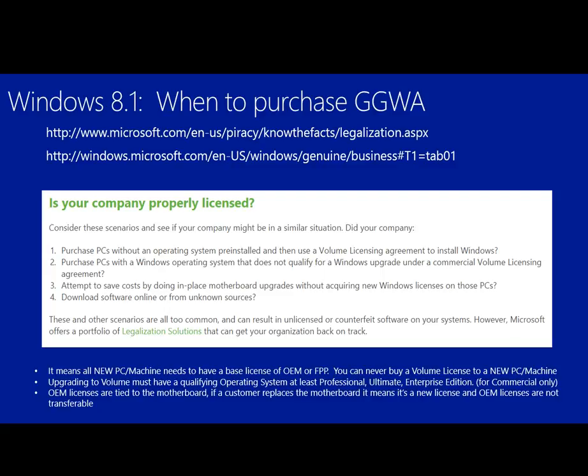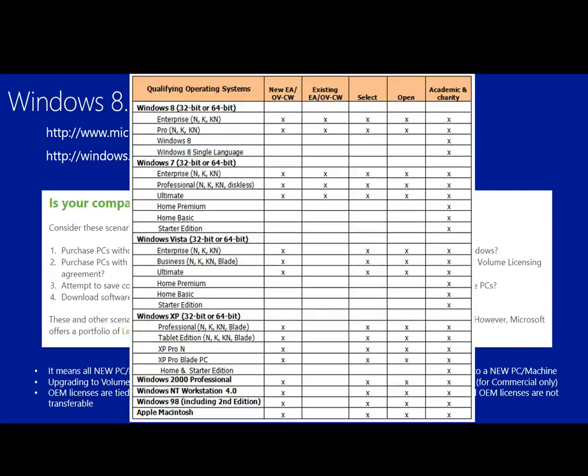I've been repeating this many times. You can never have a naked PC then buy volume licensing. It means all new PCs or machines need to have a base license of OEM or FPP. You can never buy volume license for a new machine. Second one. Purchase PC with a Windows operating system that does not qualify for a Windows upgrade under a commercial volume licensing agreement. So this is the same slide I've shown you earlier. Remember, before you can upgrade using a volume, you need to have a qualifying operating system. It should be like Ultimate Edition or Professional Edition.